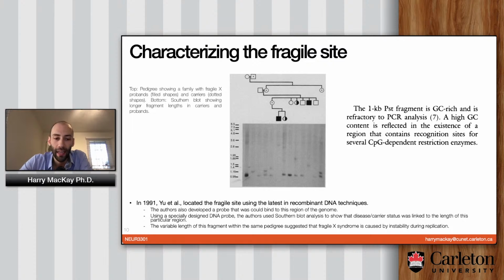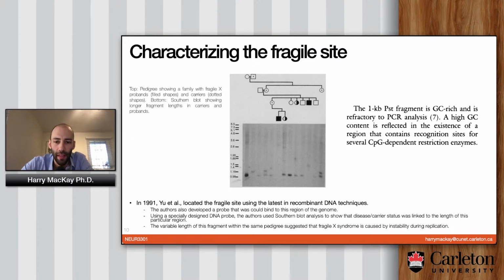So back in 91, Yu et al. were able to actually locate where the fragile site was on the X chromosome. You could locate it cytogenetically, and you can look at its physical position on the X chromosome and figure out what band it corresponds to. But that's a little bit short of the molecular precision that you would get from 1991 level recombinant DNA techniques.